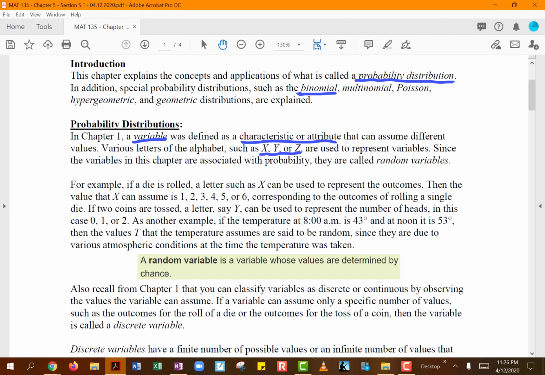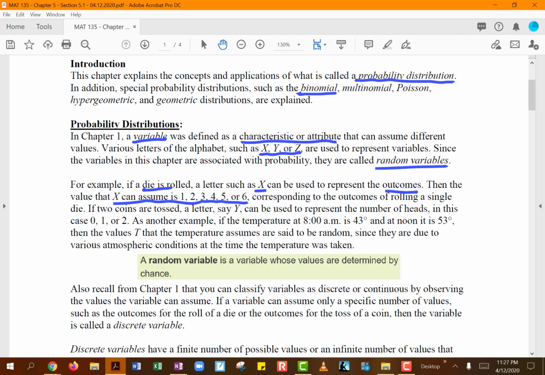Now here we're saying that since we are going to be talking about these variables in terms of probability, we are going to call them random variables. Okay, so just think about some examples here. If we are rolling a die, then you can think of the variable X as representing the outcomes, right? So when you're rolling a die, your outcomes could be the numbers 1, 2, 3, 4, 5, or 6, the numbers that you get when you roll a die.